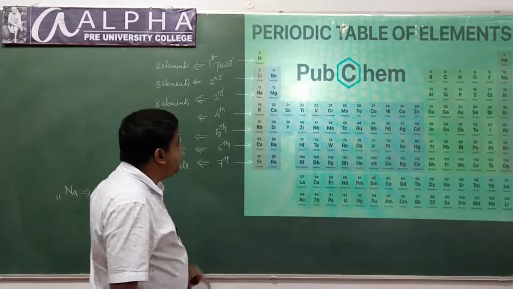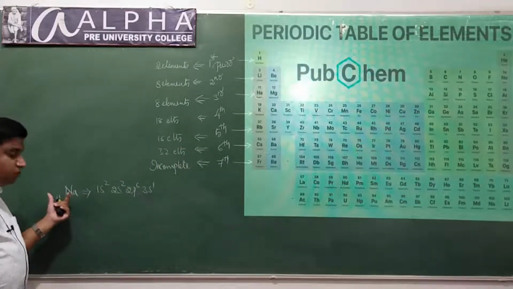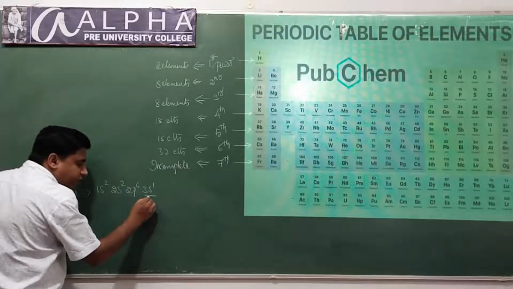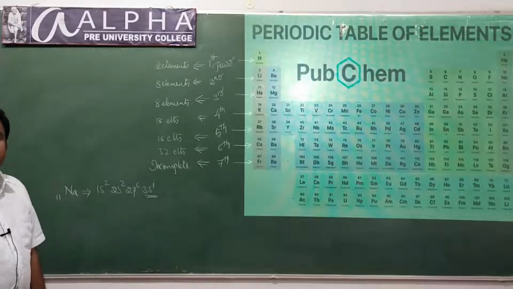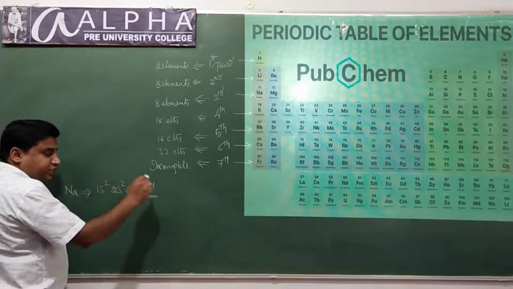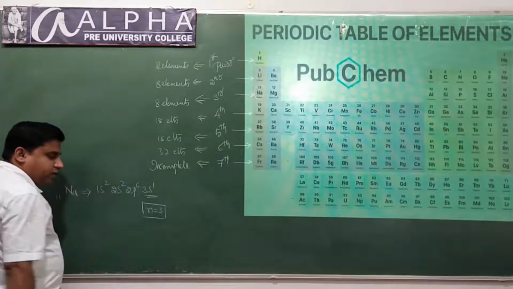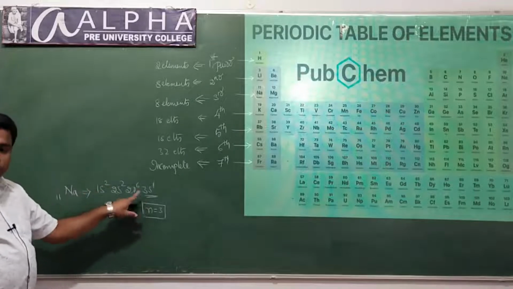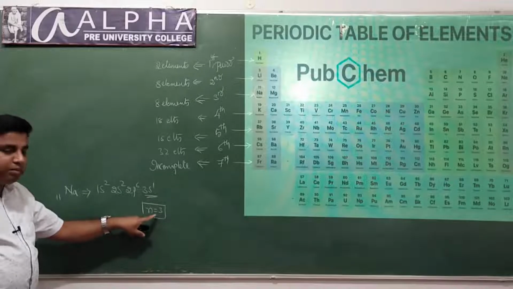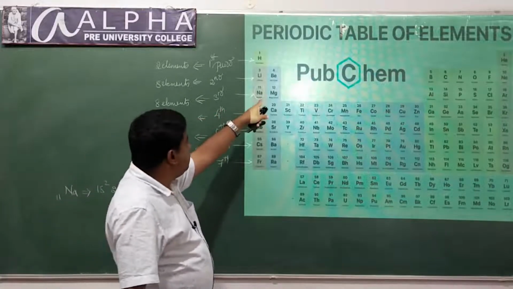Why does sodium belong to the third period? Because of the valence configuration. For the valency shell, which is the valency shell? What do you mean by valency shell? The outermost shell is called the valency shell, isn't it? So for the valency shell, the principal quantum number value is 3, correct? For the outermost shell, the last shell, the principal quantum number is 3. Hence, sodium belongs to which period? It belongs to the third period.